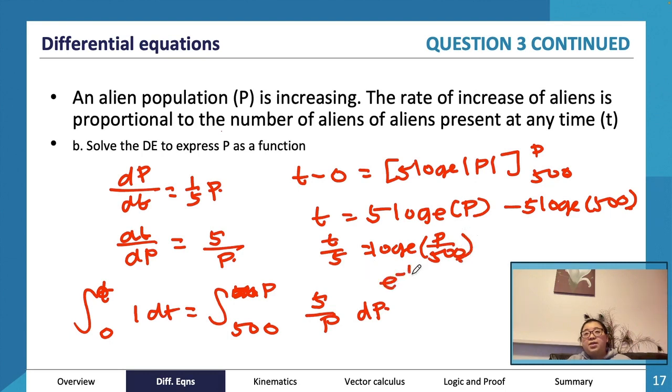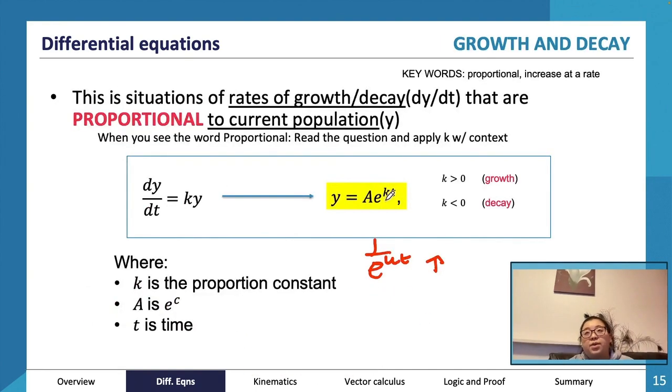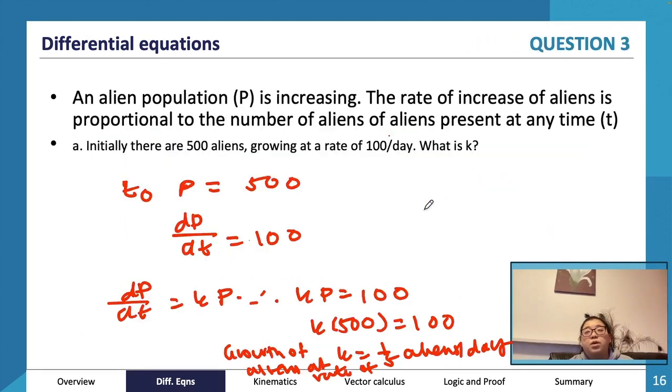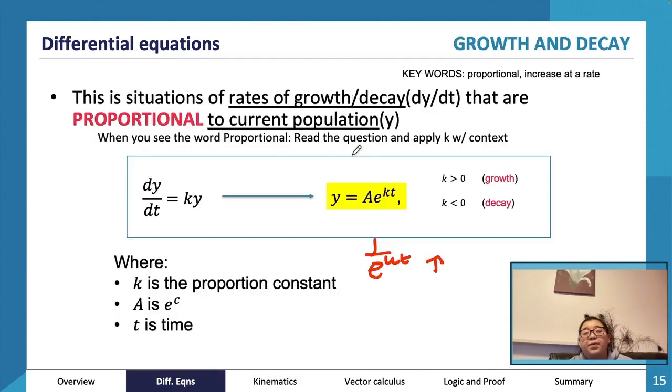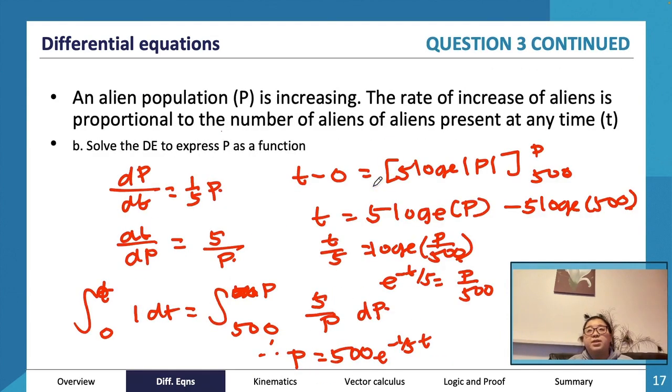So e to the negative t over 5 will equal p over 500. Therefore the final thing you'll get is that p will be equal to 500 e to the negative 1/5 t. If we check that with the equation that we just wrote out here, we can see that it's going to be the exact same, right? Because it's going to be growing at that rate of 100 per day, we can see how that's equivalent to the one that we just talked about before. And you can see how when we subbed in that 500, it gave us the same thing.